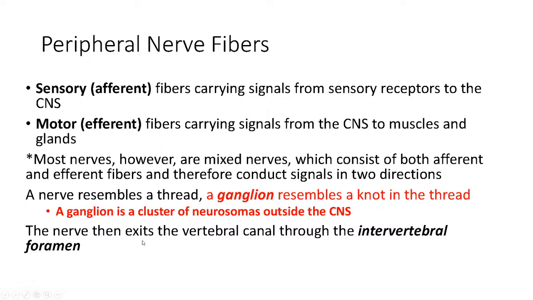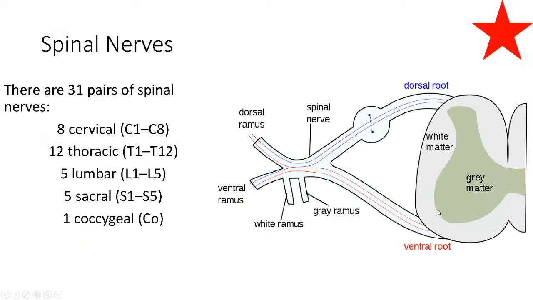So we mentioned also the nerve exits the vertebral canal through the intervertebral foramen or foramina plural. We mentioned the spinal nerves already. We didn't mention that there are 31 pairs, but if you'd added up those numbers, you would come to 31. And over here we have the spinal cord. Then you have the dorsal root and the ventral root. You can see in blue we have sensory fibers running through. They actually run in to the spinal cord. And then exiting the spinal cord we have the red motor fibers.